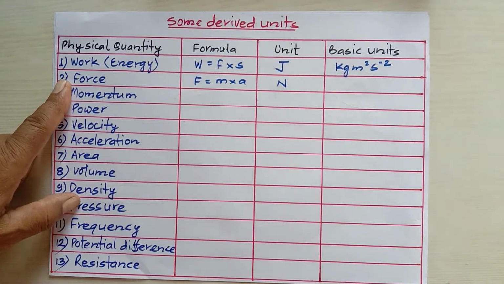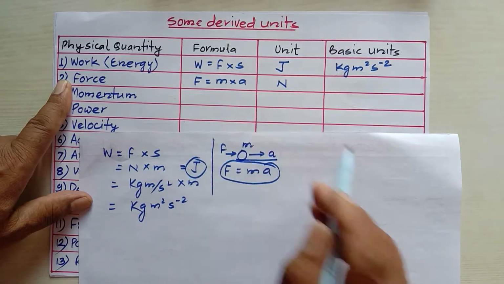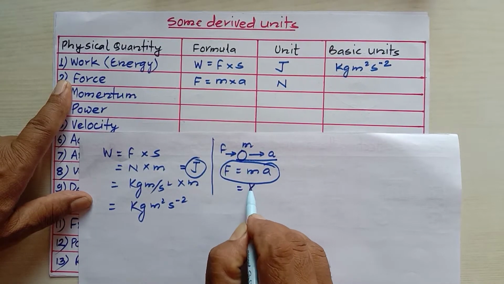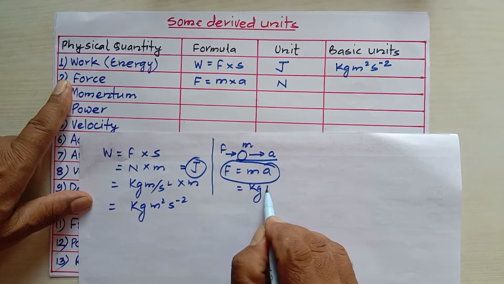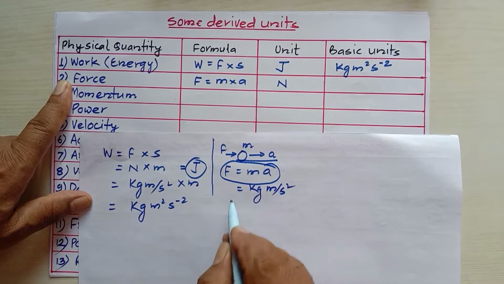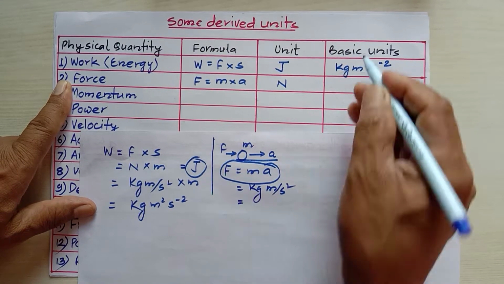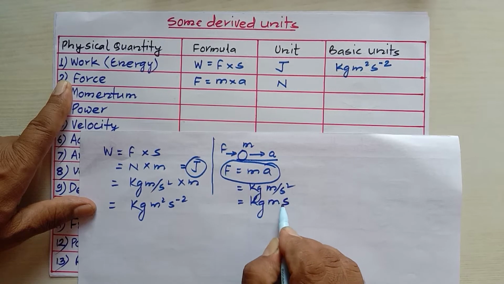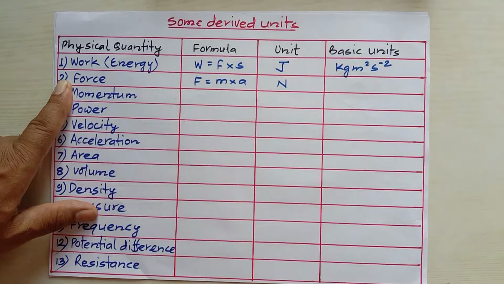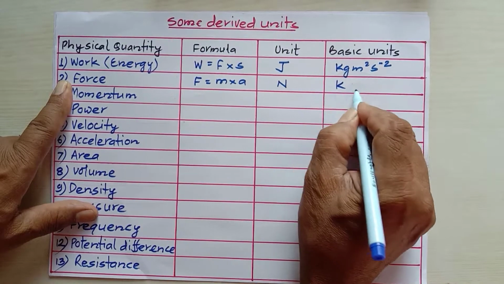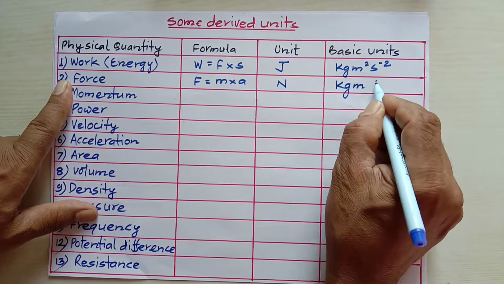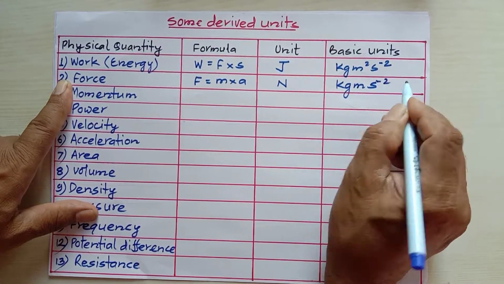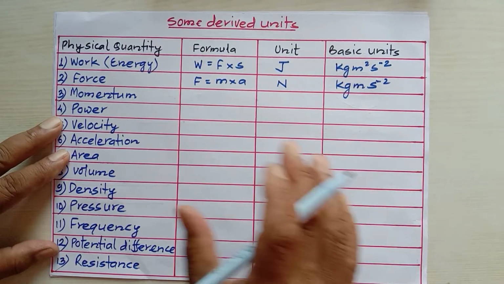That's why the unit of mass is kilogram and the unit of acceleration is meter per second square. That's why the basic units involved in force are kg meter per second square. We can write this way, kg meter per second square or second to the power minus 2.